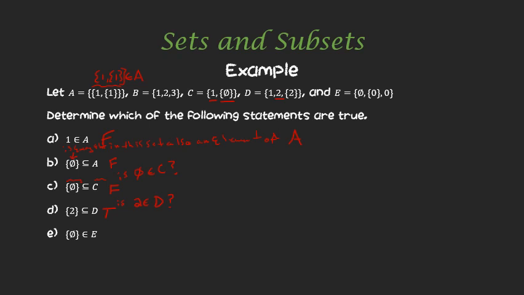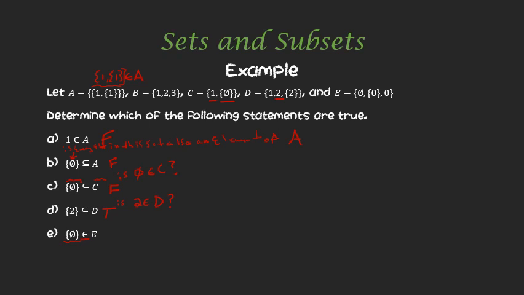Lastly, we'll look at this one, E. Again, the set containing the empty set, is that an element of E or not? So for "is an element of" this symbol, we're just asking ourselves, does this object on the left-hand side show up in E? Is this an element of E? So we go over to E.